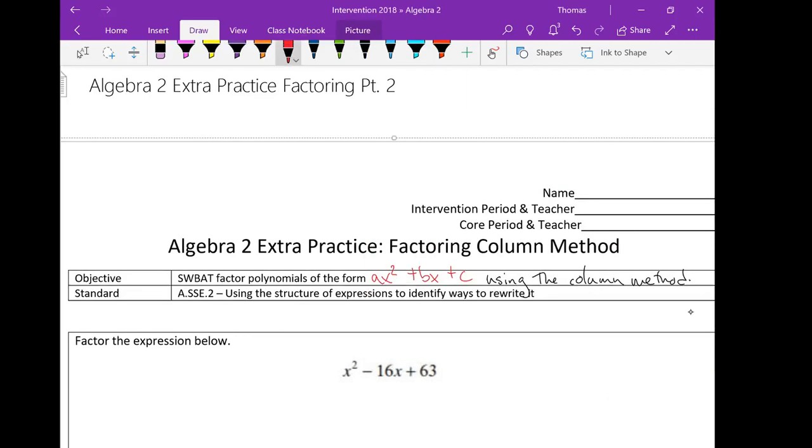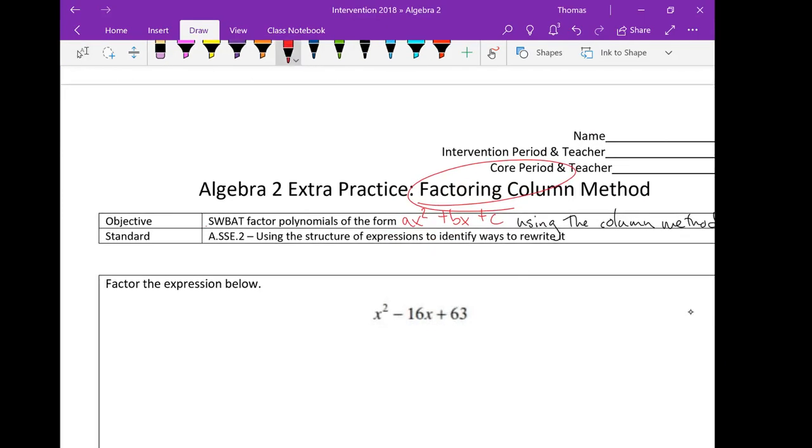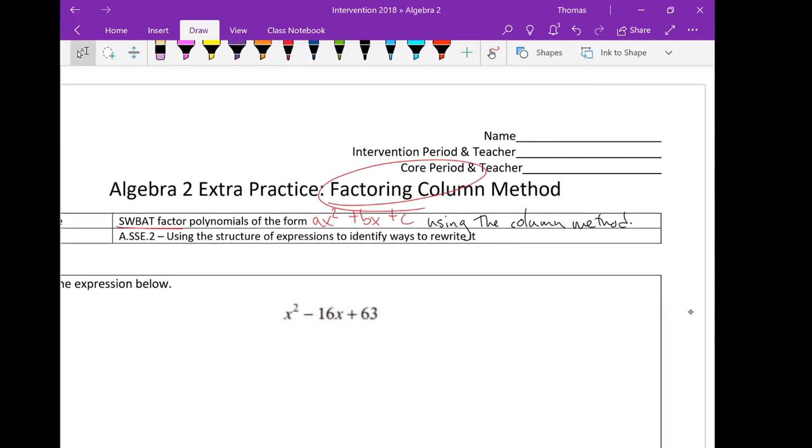Hey, Algebra 2 students, in this video we're going to be factoring quadratic equations using the column method. Here's our objective: students will be able to factor polynomials of this form using the column method.